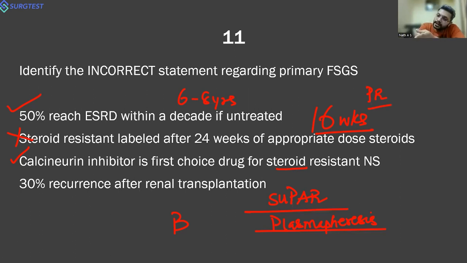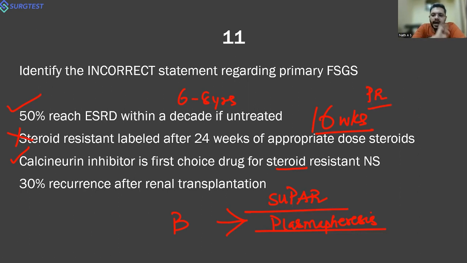But post-transplant, when it recurs, we usually tend to see the SUPAR levels, which is not commonly available. We'll have to send it to Delhi and Bombay and all that. And you can do plasmapheresis to remove this SUPAR so that the FSGS will remit. So post-transplant recurrence of FSGS is treated with plasmapheresis. That is the message.